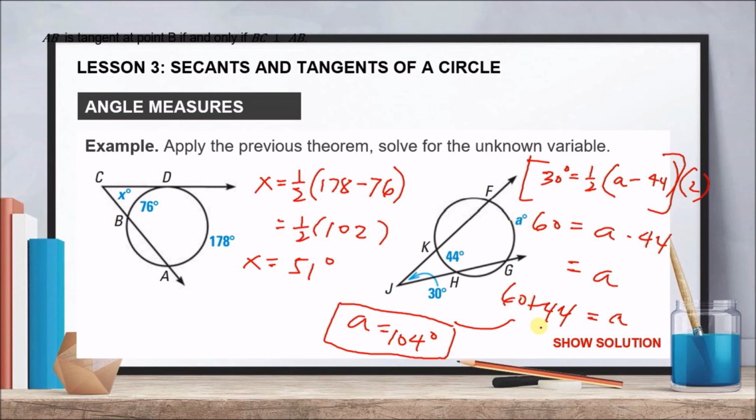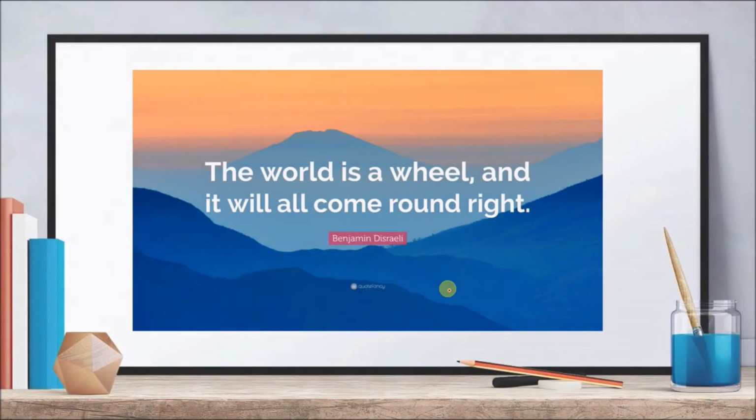Checking, if you want to solve that, 104 minus 44 is 60, and divided by 2, you will arrive at 30 degrees, which is the angle outside of our circle. So tama yung nakuha nating 104 degrees.